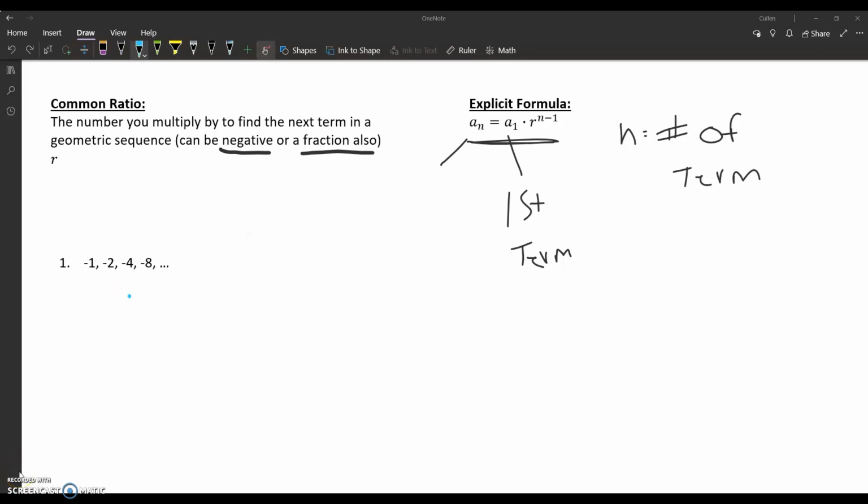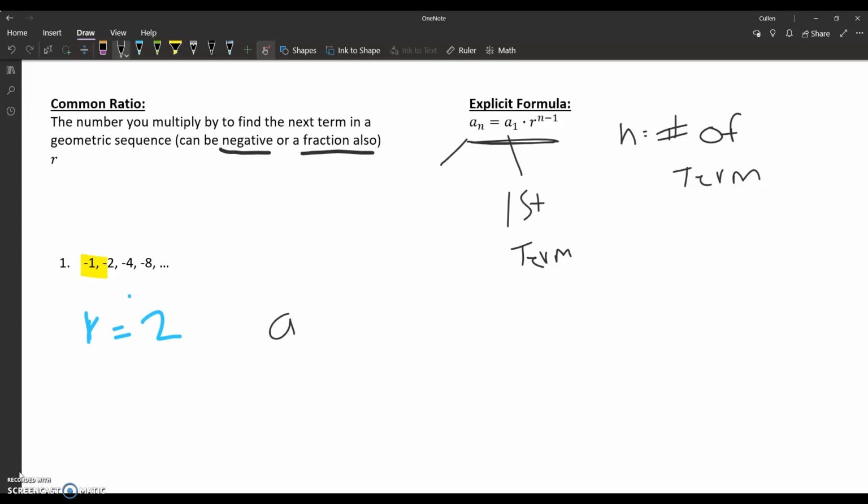So for example, that's the case here with number 2, where to get from -1 to -2, you multiply by 2. To get from -2 to -4, you multiply by 2. And then to get from -4 to -8, you multiply by 2 again. So that means our common ratio here is positive 2. And then the only other thing that you need for your explicit formula is the first term. Here I highlighted the first term. It's just the first number in the sequence. You don't have to do anything to find that.